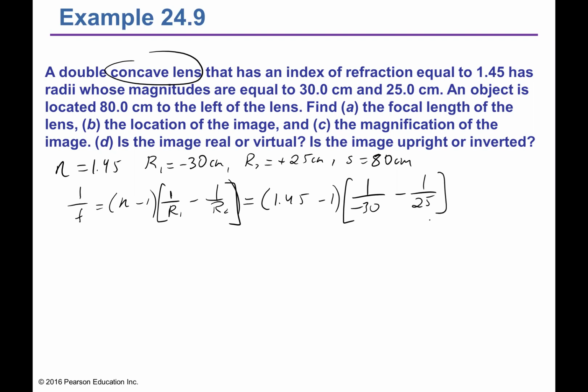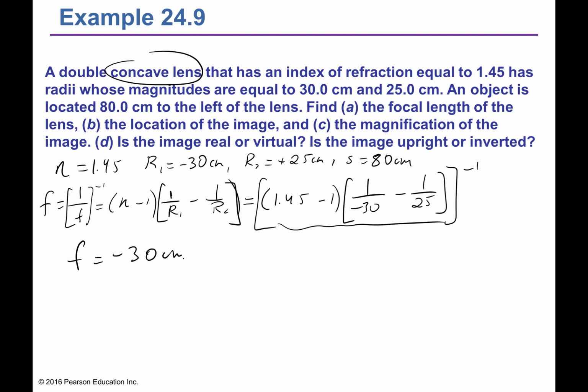All right, so one of the things we're going to do here is, remember, when I do this calculation, it's equal to 1 over f. That means I can take the inverse of both sides. So the focal length equals whatever I calculate here, then I take the inverse of that at the end. Don't forget that. So the focal length is going to give me -30 centimeters. Again, it's negative because it's a concave lens. I should expect negative.